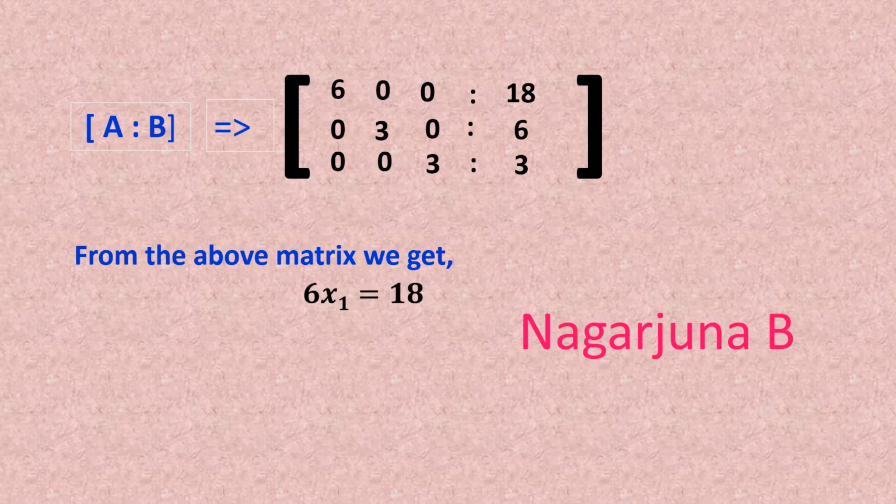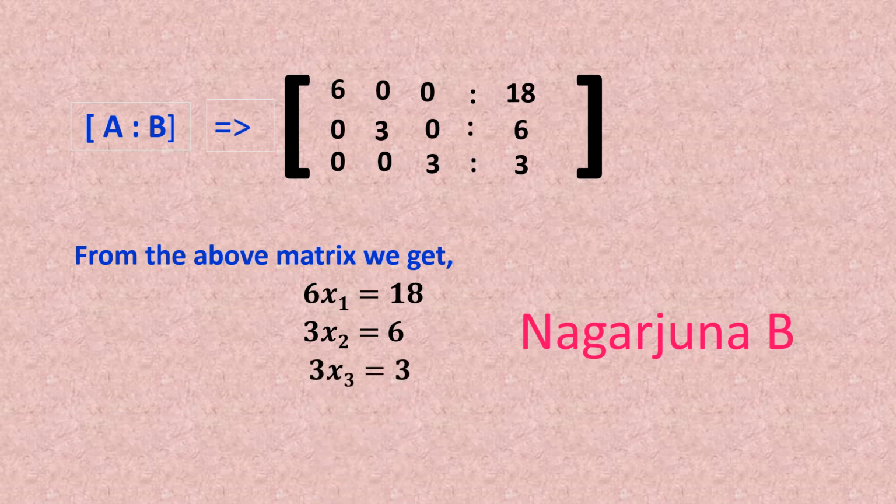Then the second row is 0, 3, 0, 6. 0 into x1, that we neglect, plus 3 into x2 plus 0 into x3 is 0, that we neglect. Therefore we consider only 3x2 equal to 6. Then 0, 0, 3, 3. So x1 into 0 will be 0, that we neglect. x2 into 0 will be 0, that we neglect. 3 into x3 is equal to 3. That means we write 3x3 equal to 3.